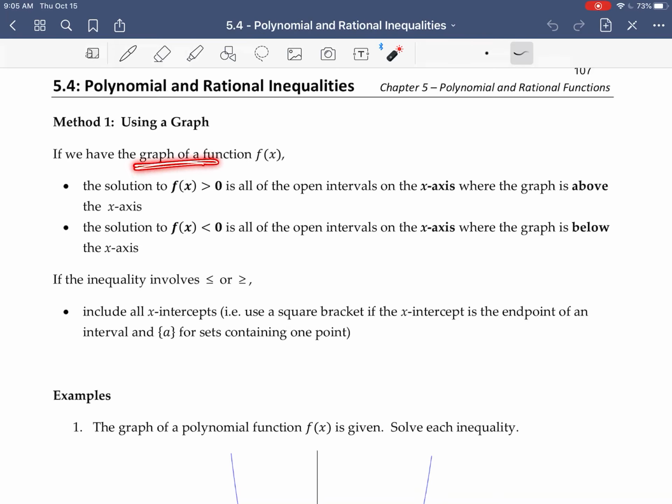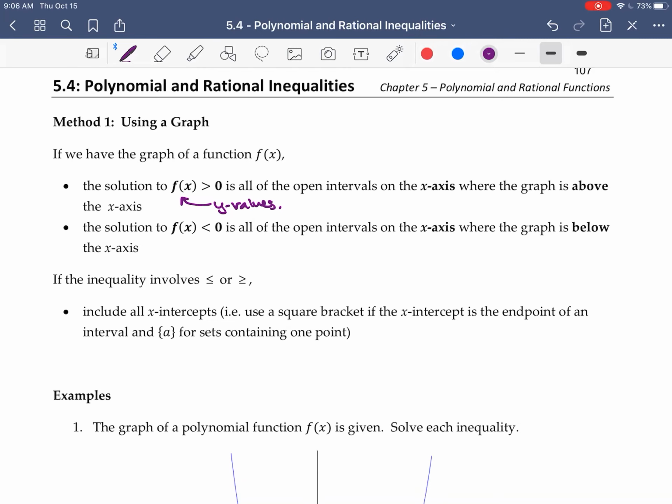If we have the graph of the function, then the solution to f of x is bigger than 0 is the open intervals where the graph is above the x-axis, because f of x represents the y values. So we want the y values to be bigger than 0, which means we need the y's to be above the x-axis.